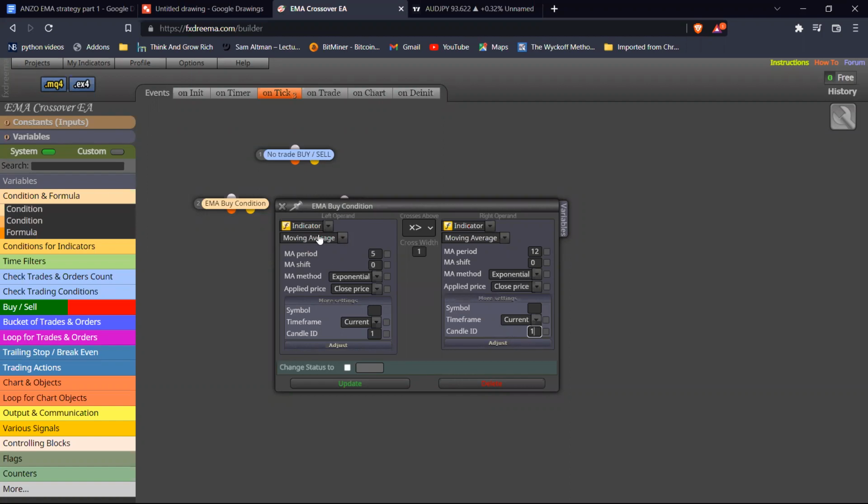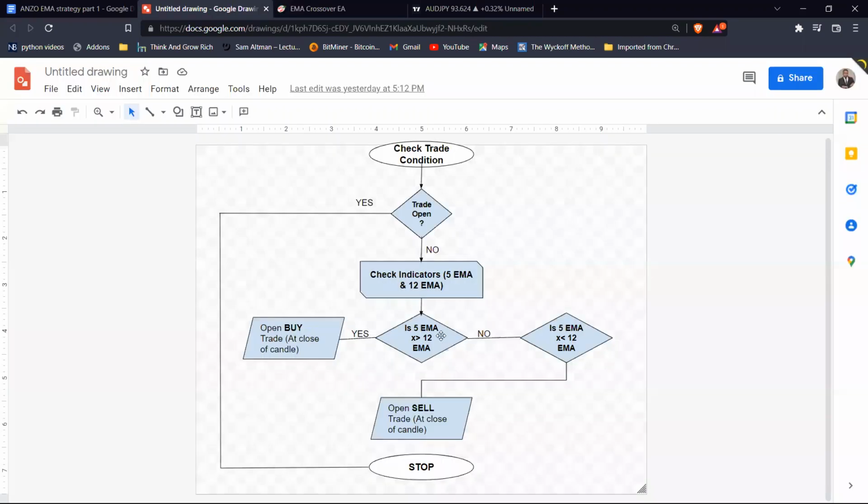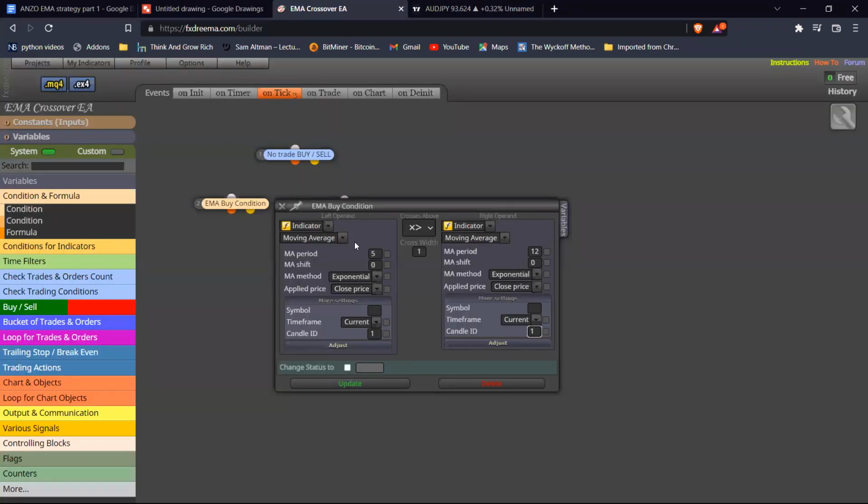Now, if the 5-period exponential moving average is crossing above the 12-period exponential moving average, we've set the parameter for the first condition. So if we go back here, we're looking for whether the 5-period moving average is crossing above the 12-period moving average, in which case, if that is a yes, then we're looking to buy. We go back here and we're done with this. I'm going to come back and modify this.